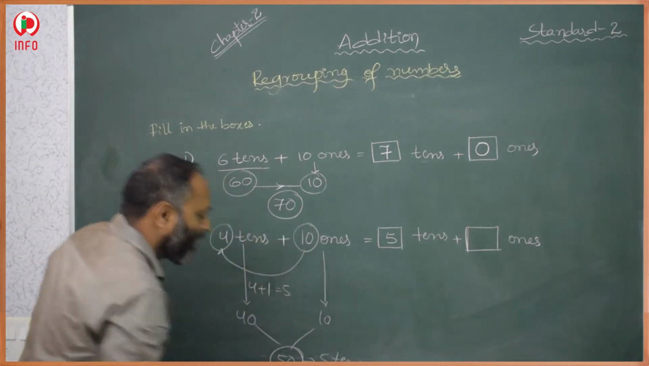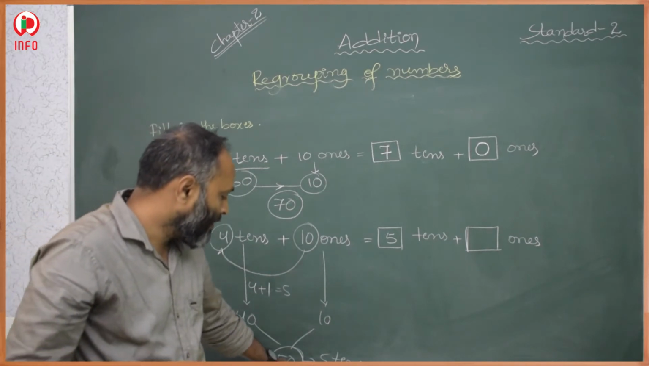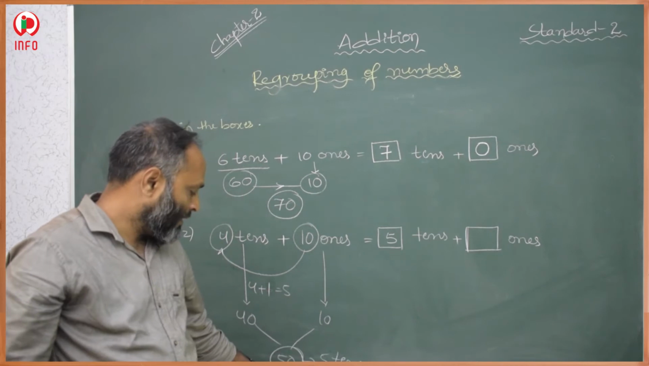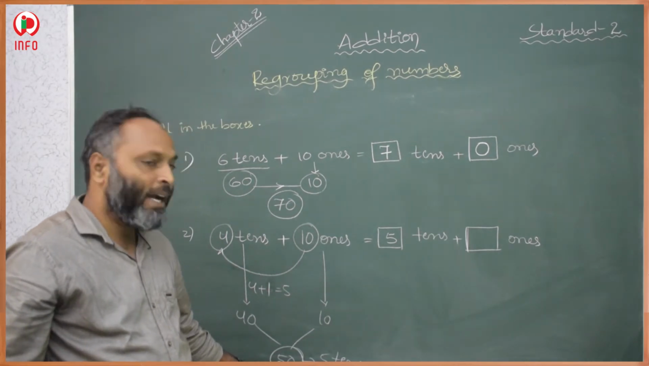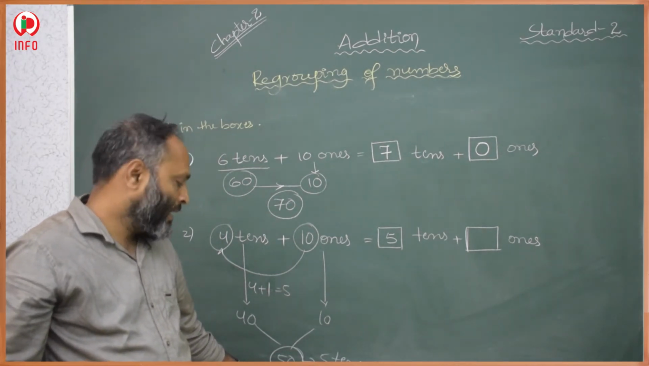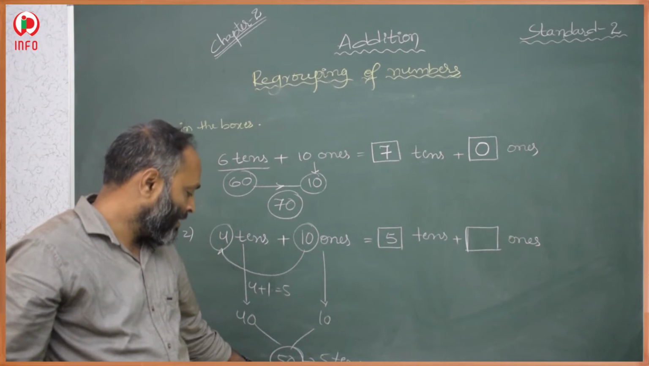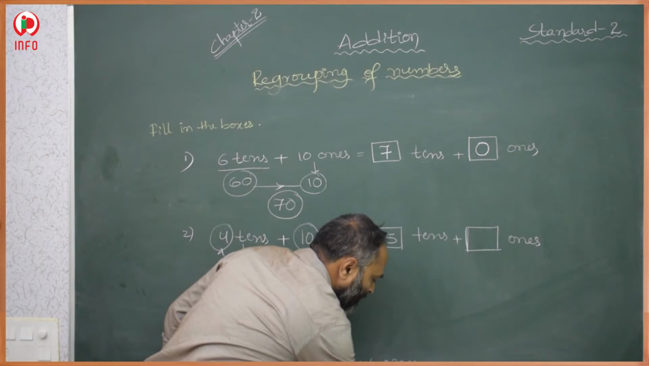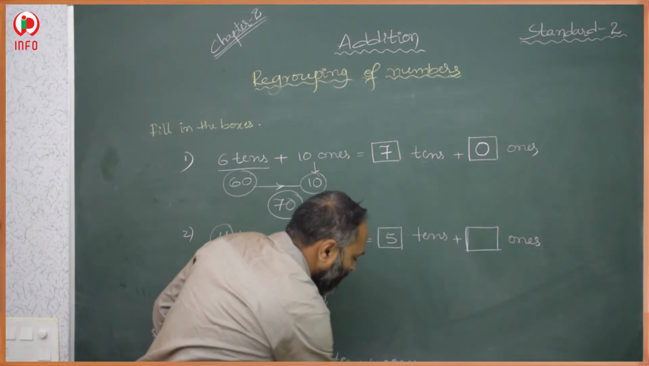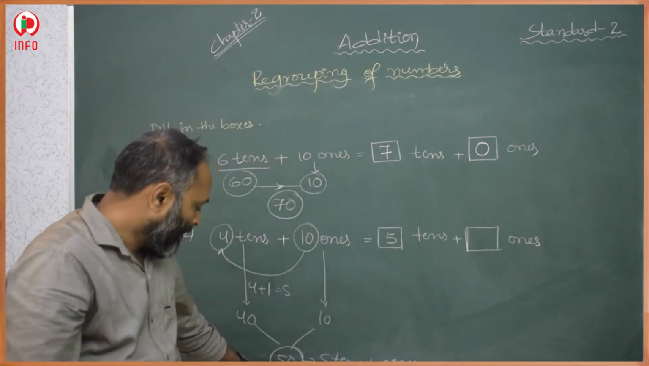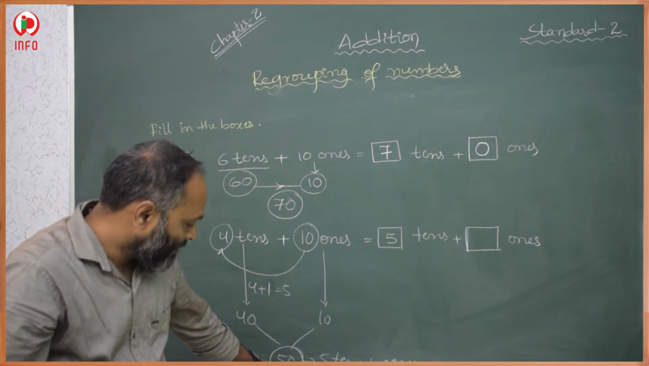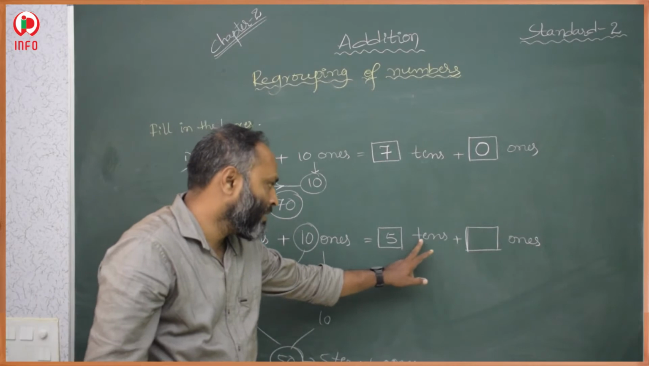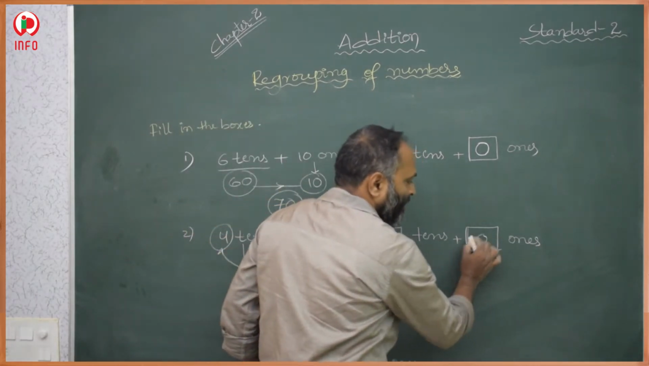5 tens, 50, is the total answer. Nothing is left in ones, so 0 ones. Here in the ones place 0 is there, and in the tens place 5 is there. It means 5 tens and 0 ones. Here 5 is in the tens place and 0 is in the ones place. 5 tens and 0 ones.